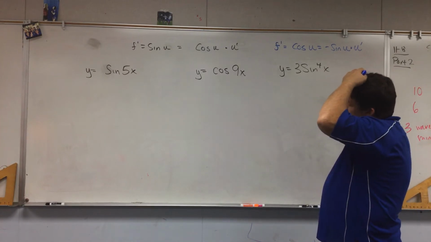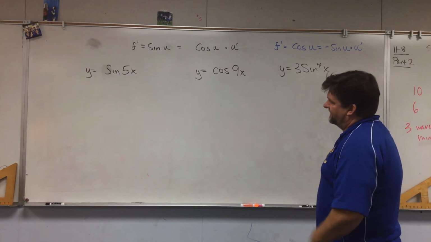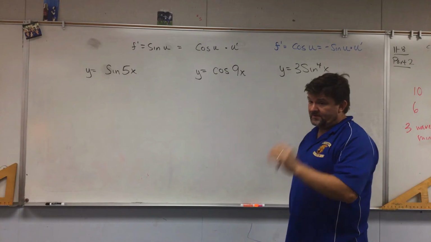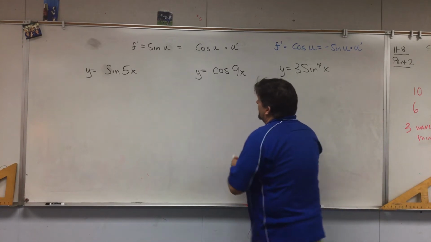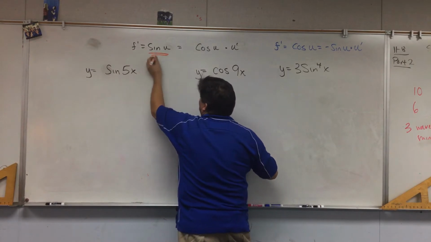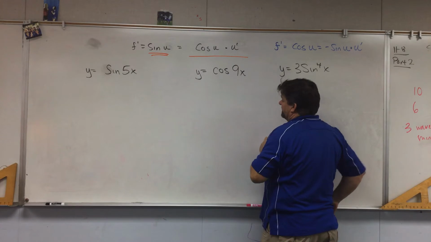So, when we're dealing with derivatives of sine functions, sine and cosine, we're going to work our way through the trig functions. These are the two rules you've got to remember right here. The derivative of sine of u is equal to cosine of u times u prime.